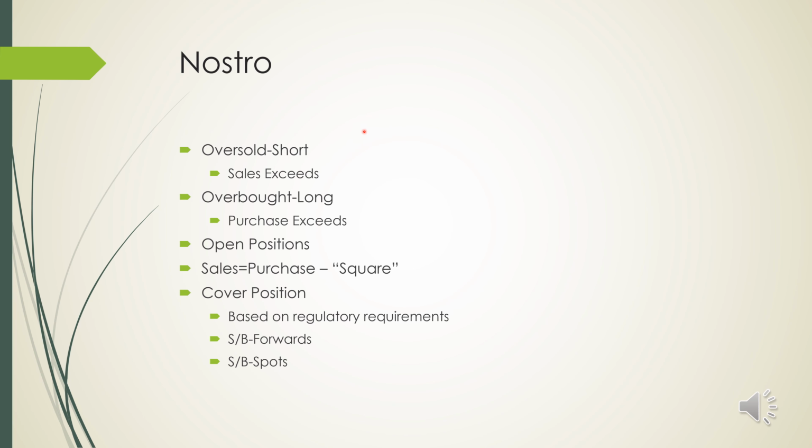Now let's look into two scenarios in the Nostro account. Oversold. This is also called short, where sales exceed purchases. Overbought. It is also called long. Here purchases exceed sales. Generally, both short and long are often referred to as open position, and if sales and purchases are equal, it's called a square. Based on the open position, the bank has to cover by selling or buying through forwards or spot. This process of risk mitigation is called cover position.